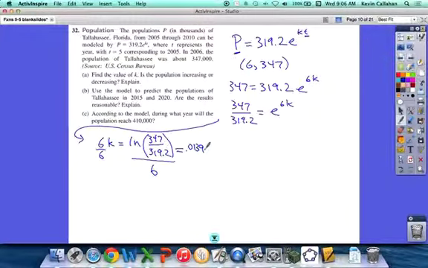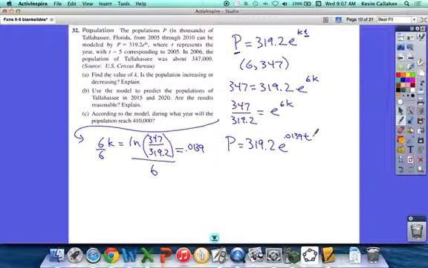Okay, so now we know that this model is actually P equals 319.2 e to the 0.0139 times t. So we filled in the constant. So now we can answer the kind of question we did in the last one, if that's what they want.